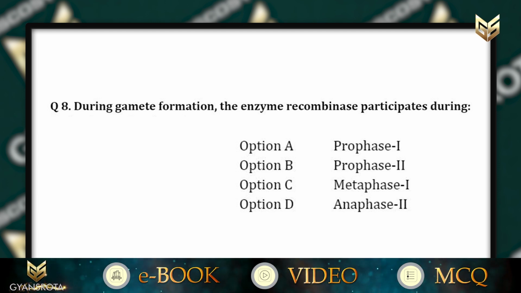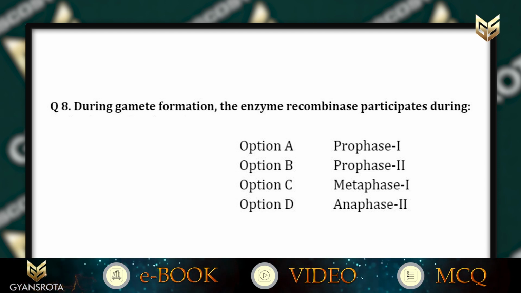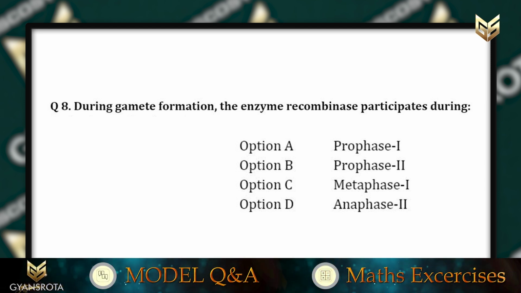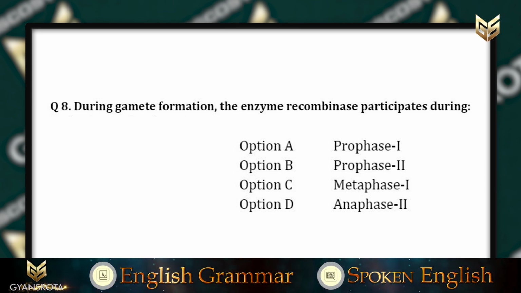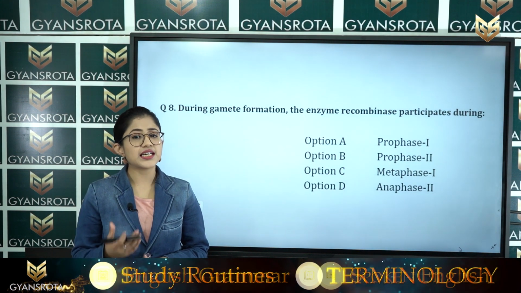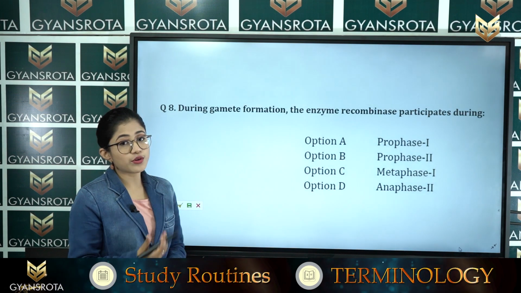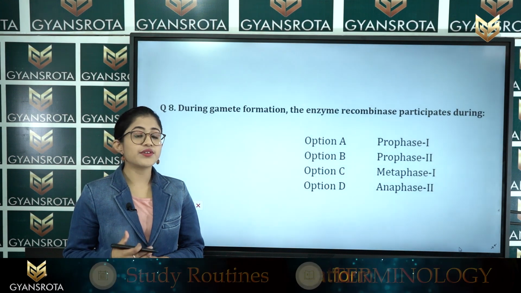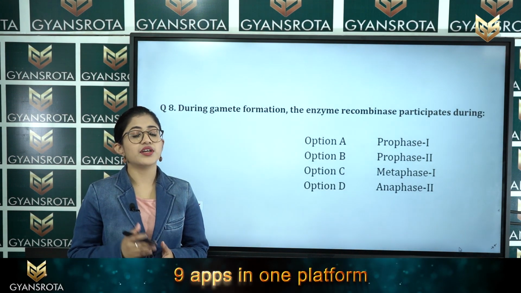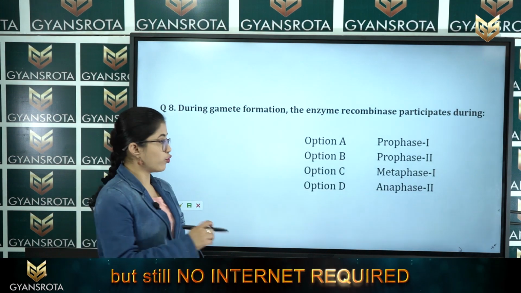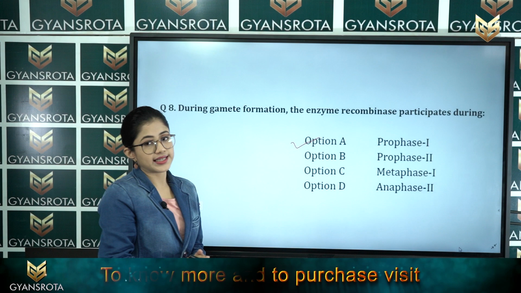During gamete formation, the enzyme recombinase participates during option number A, prophase 1, option number B, prophase 2, option number C, metaphase 1, and option number D, anaphase 2. Student, this is from the chapter cell cycle and cell division. There we have discussed all these different types of meiosis, right? Now, what is the correct answer? In this question it is asked, during gamete formation, the enzyme recombinase participates during, that is option number A, prophase 1. That is the correct answer.